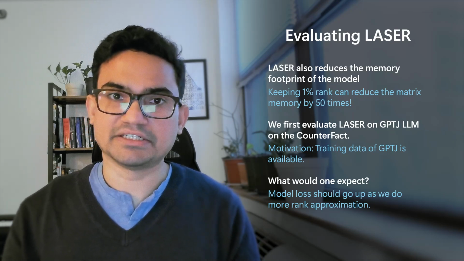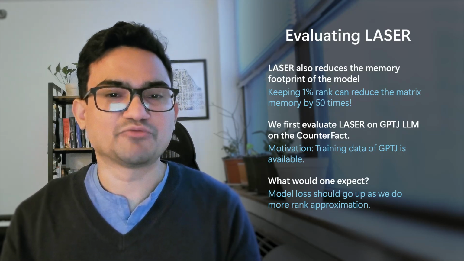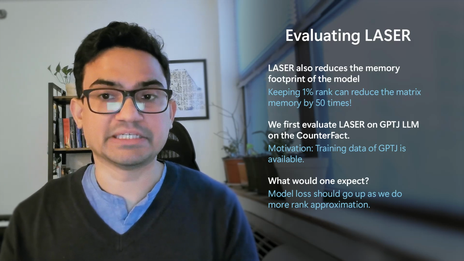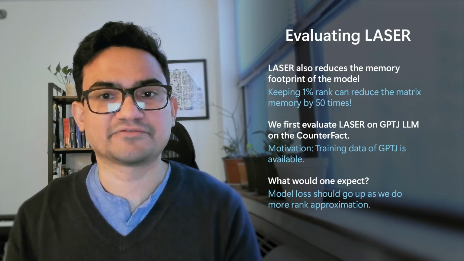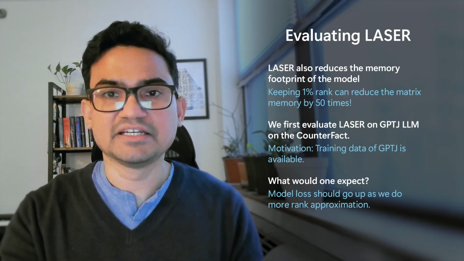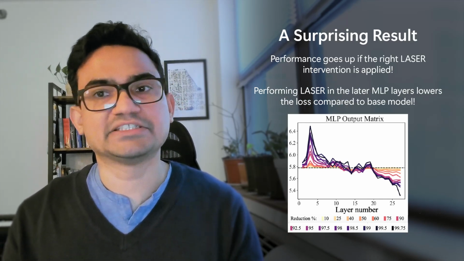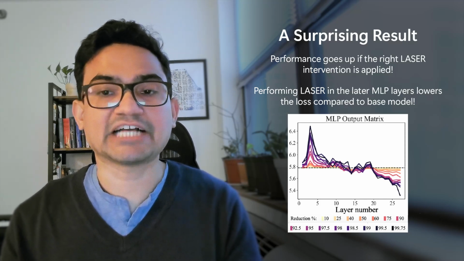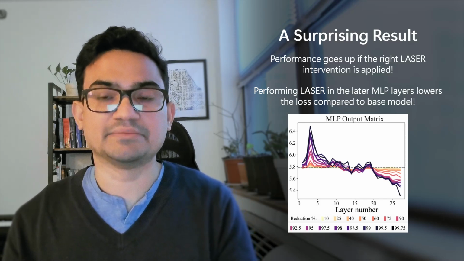Now, as I mentioned earlier, we are doing intervention using Laser on the LLM. So one would expect that the model loss should go up as we are doing more approximation, meaning that the model is going to perform badly, right? Because we are throwing away information from an LLM, which is trained on a large amount of data. But to our surprise, we find that if the right type of Laser intervention is performed, then the model loss doesn't go up, but actually goes down, meaning that we actually improve the pre-trained LLM even more.